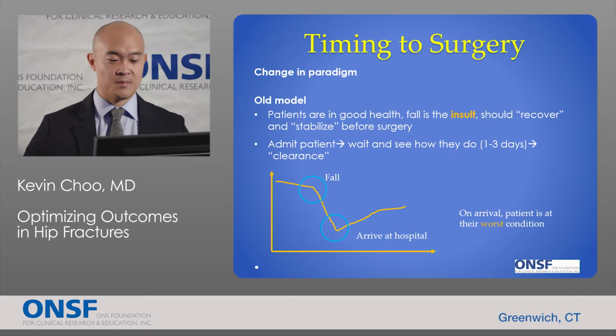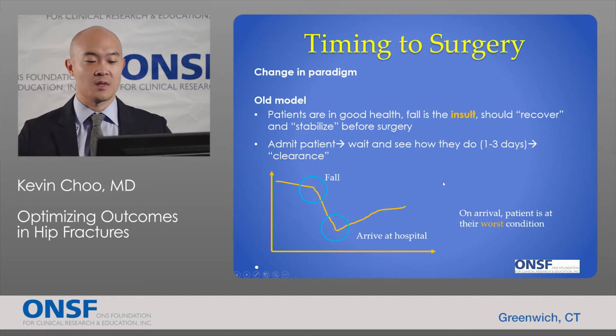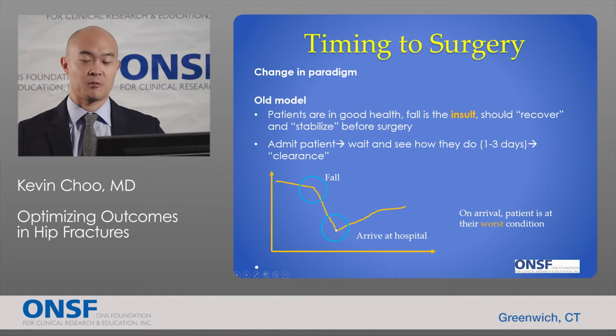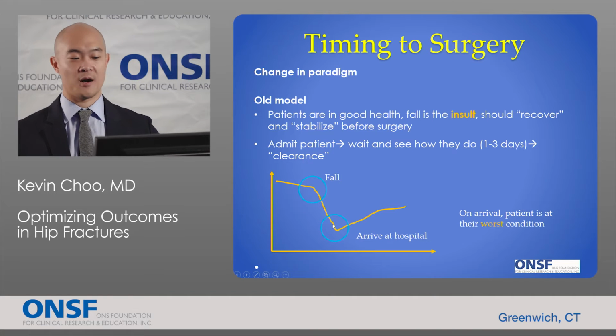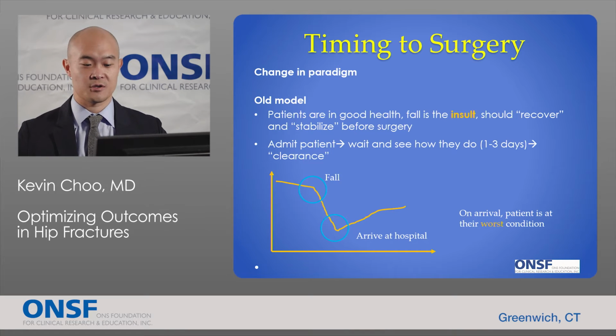If you look at the diagram at the bottom of the screen, this gives you an idea of the general health status of a patient, or conversely, frailty on the y-axis and then time on the x-axis. Under the old model, we felt that patients were generally in good health, and the fall and the fracture would be the insult. And we would expect that the patient should recover and stabilize before surgery. So if you look at this diagram, you have a patient who is generally in good health. They would have a fall, injury, arrive at the hospital essentially at their worst condition, and we would anticipate that they should slowly improve. And so the old paradigm was to admit these patients, essentially wait and see how they did, and then give clearance for surgery.